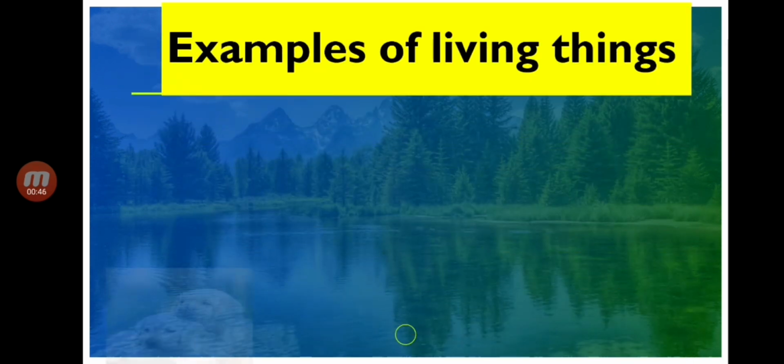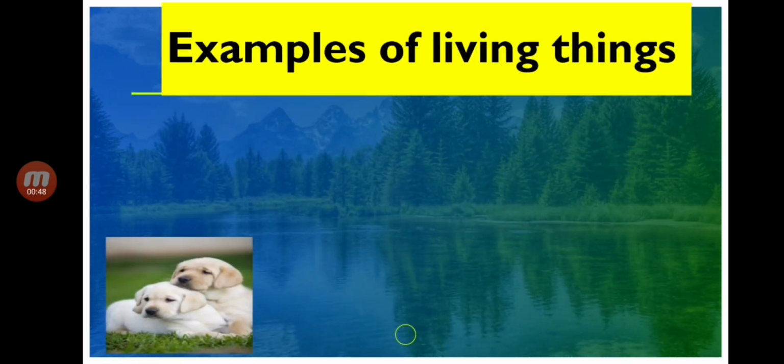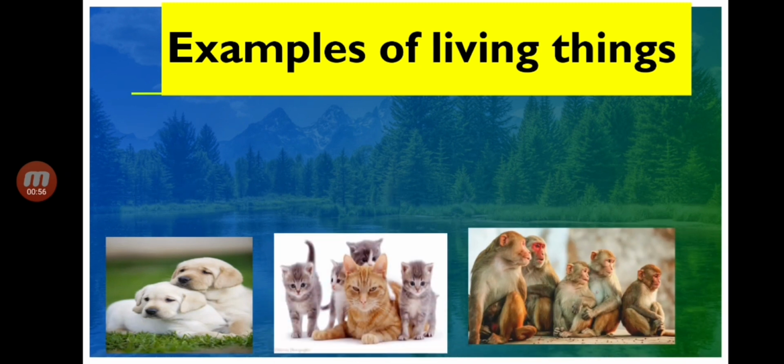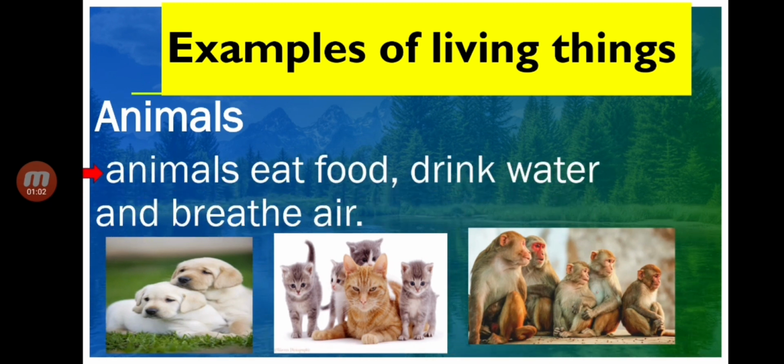Examples of living things are, first picture, what is that? Puppies, monkeys, and cats. All of these are examples of animals. And animals eat food, drink water, and breathe air. So they are living things.